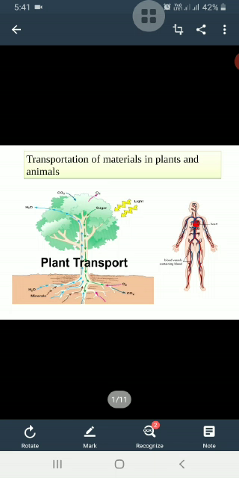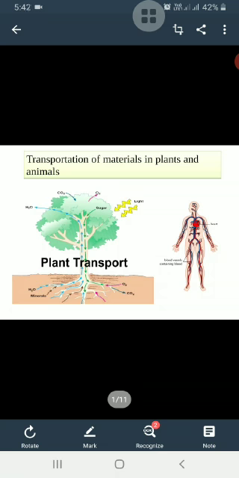Waste products are transported from the cells to the organs that excrete them. So, there are various methods by which materials are transported in plants and animals. Firstly, we will study the transportation of materials in plants.